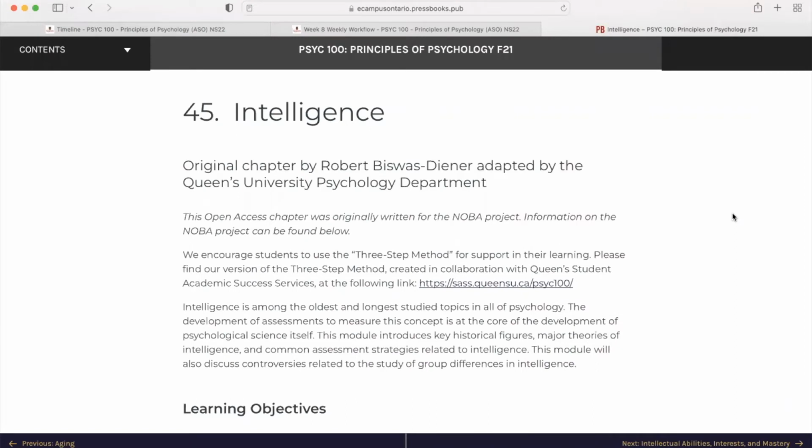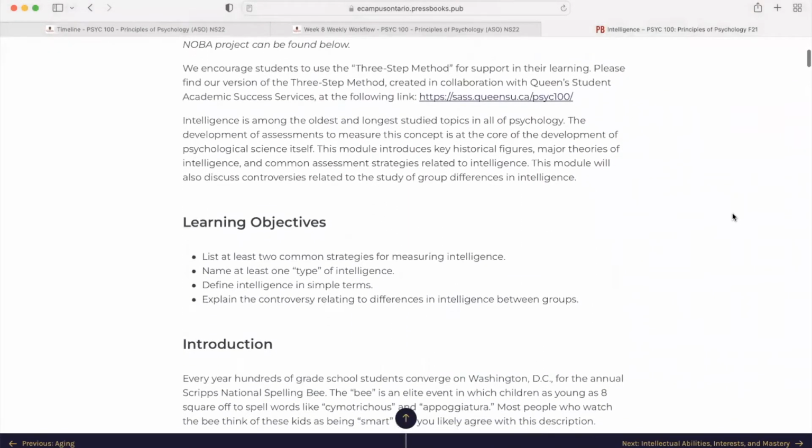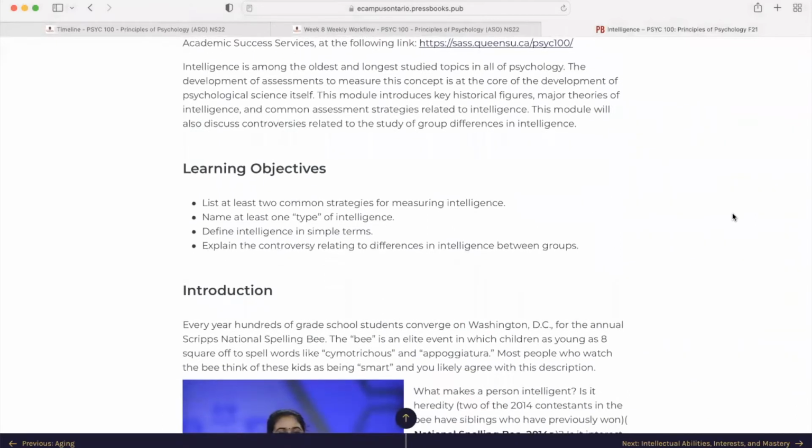So let's get started. Intelligence is among the oldest and longest studied topics in all of psychology. The development of assessments to measure this concept is at the core of the development of psychological science itself. This module introduces key historical figures, major theories of intelligence, and common assessment strategies related to intelligence. This module will also discuss controversies related to the study of group differences in intelligence.